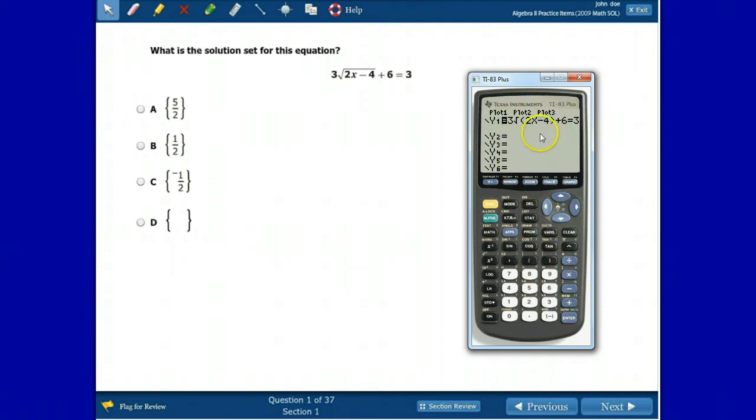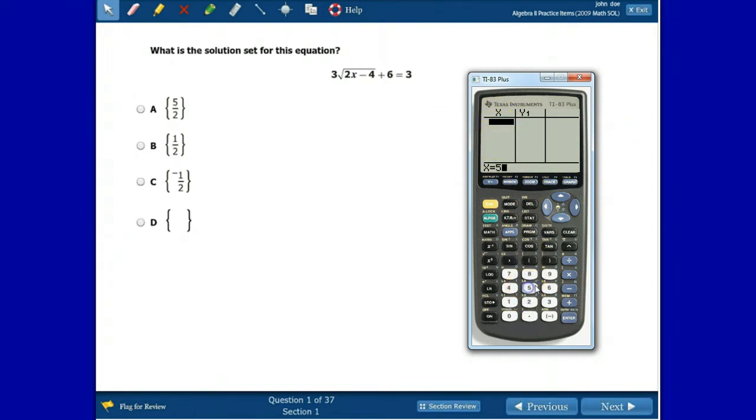Now what it's going to do is it's either going to give you a 1 or it's going to give you a 0. And in logic, 0 means no and 1 means yes. So all I have to do is go to my, let me set up my table. So you're going to hit second and table set, which is the window button, and see where it says auto. See where it says I for independent. You want to change that one to ask. You put it on ask. When you go to your table now, it'll be blank, and now you can put in any values you want.